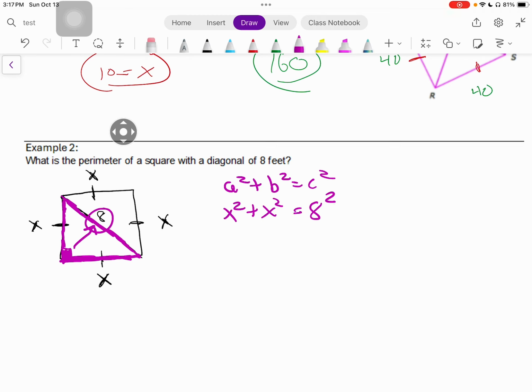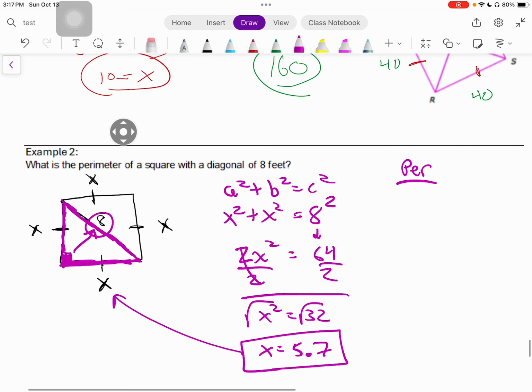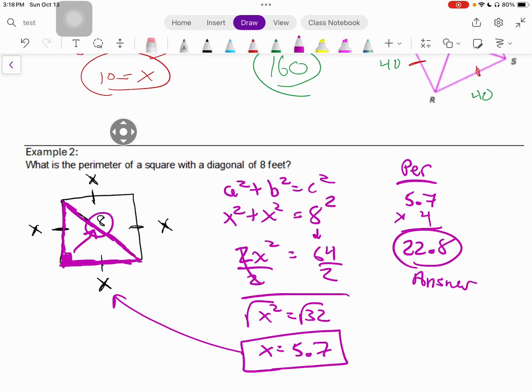Now with this one, we do have a little algebra to do. 8 squared is 64. x squared plus x squared, that's going to be 2x squared. So we've got to divide by 2. x squared equals 32. Square root both sides. I'm going to round here to 5.7. Now again, that's great. That's the length of one side, but now we need the perimeter, right? So the perimeter is going to be 5.7 times 4 sides. Since they are all the same, we are going to get 22.8 as our final answer.